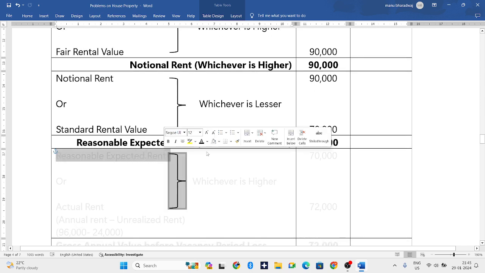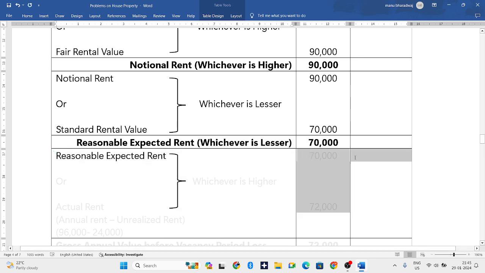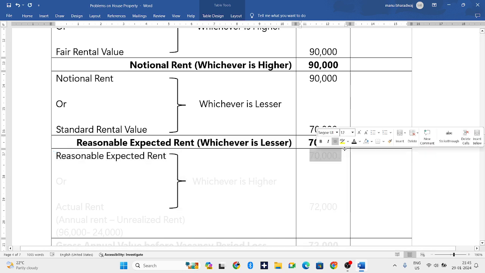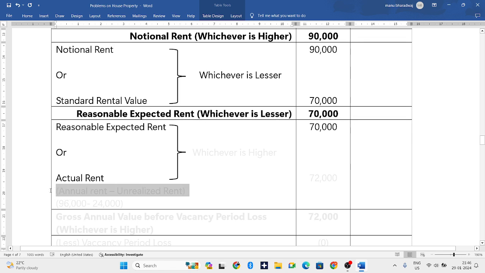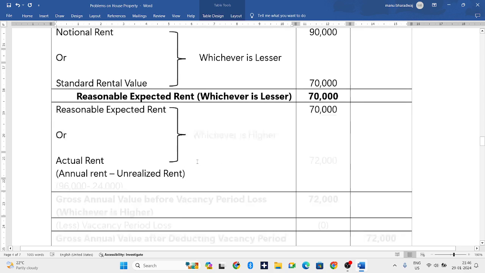Taking this reasonable expected rent, that is 70,000 rupees, we have to compare it with actual rent. We have to compare the reasonable expected rent with actual rent. So the formula to calculate actual rent is annual rent minus unrealized rent.